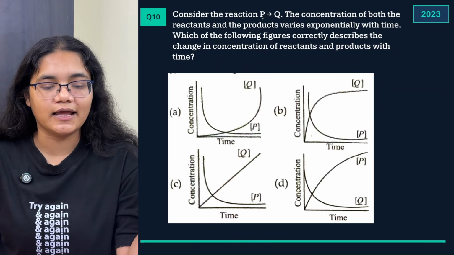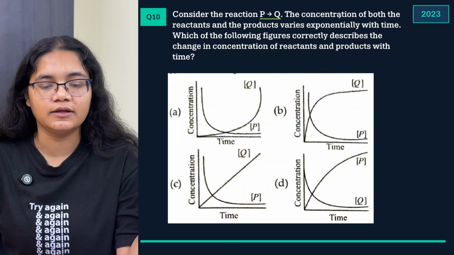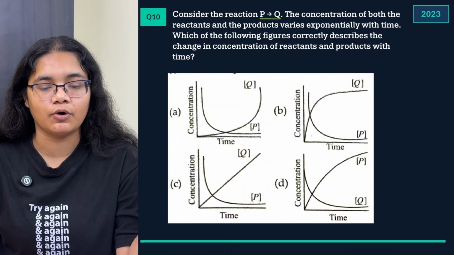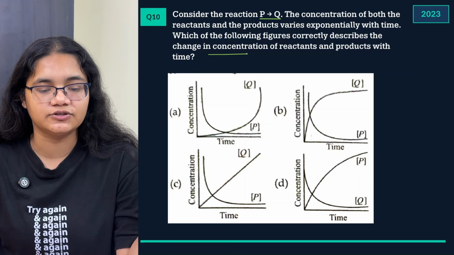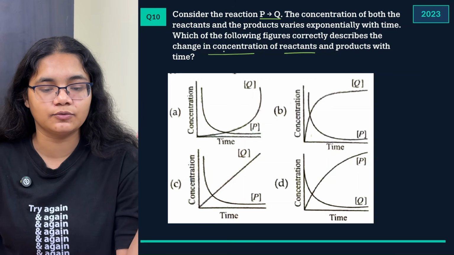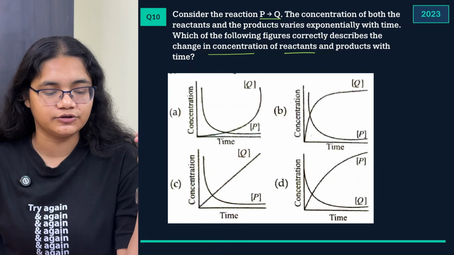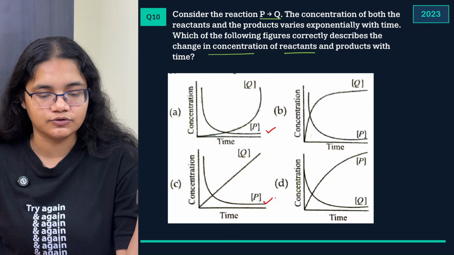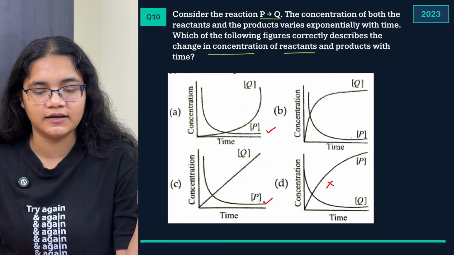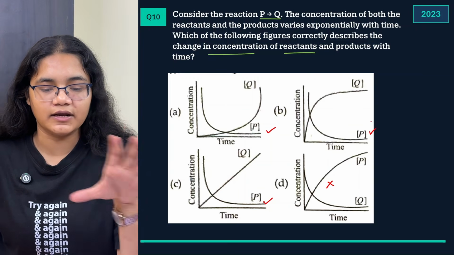Now consider the reaction P to Q. The concentration of both the reactants and the products varies exponentially. Which of the following figures correctly describes the change in concentration of reactants and products? P is the reactant, so its concentration should decrease, right? Here P is decreasing, here also P is decreasing, here P is increasing, here P is decreasing. So these three are correct.